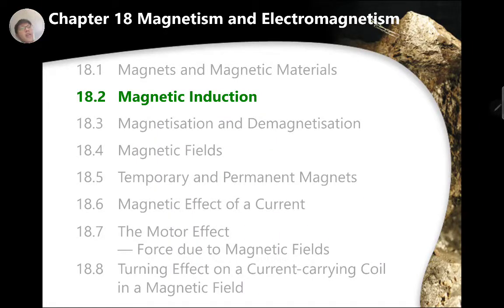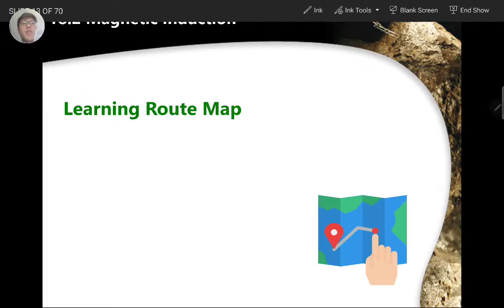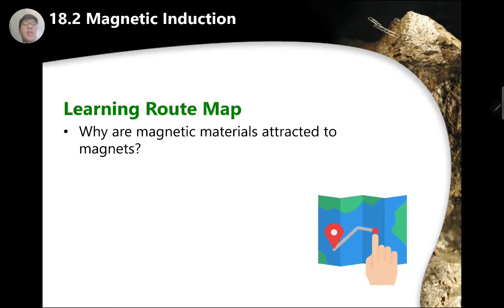Okay, welcome back. We're done with magnets and magnetic materials. We're now going to move on to magnetic induction. So the learning roadmap for this video is: why are magnetic materials attracted to magnets? That's the real question we're asking, right? Obviously, what we're going to cover is magnetic induction.